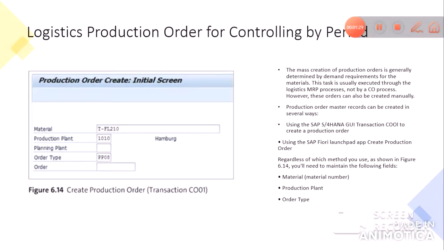Production order master records can be created in several ways: using the SAP S/4HANA GUI transaction CO01 to create a production order, or using the SAP Fiori Launchpad app Create Production Order. Regardless of which method you use, as shown in the figure, we will need to maintain the following fields: material number, production plant, and the order type.